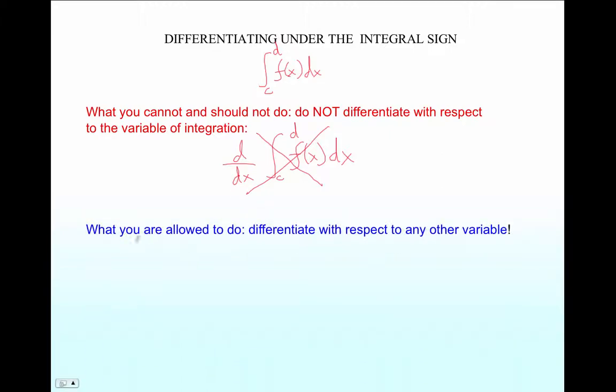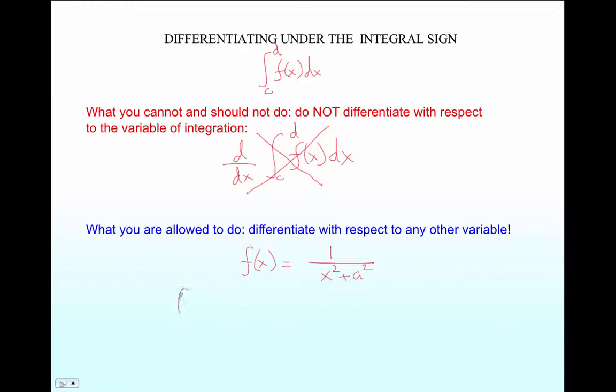On the other hand, let's say that f of x depends on some other variable, or some what you might have thought is a constant. So for example, if I have f of x equals, let's say, 1 over x squared plus a squared. Well, then a is something that is to be considered as a variable, and then we can, of course, differentiate both sides with respect to a.